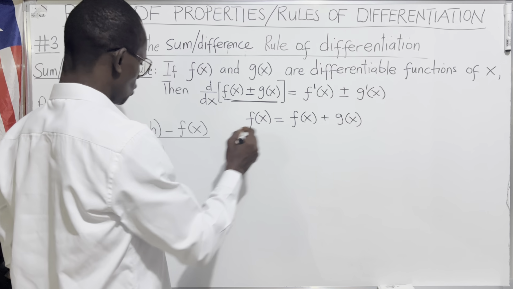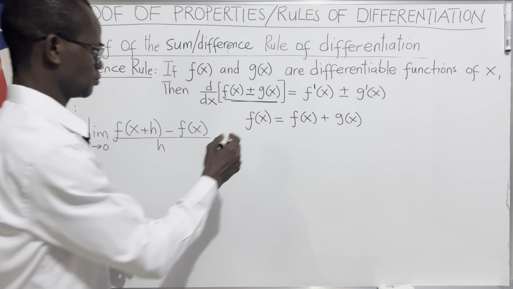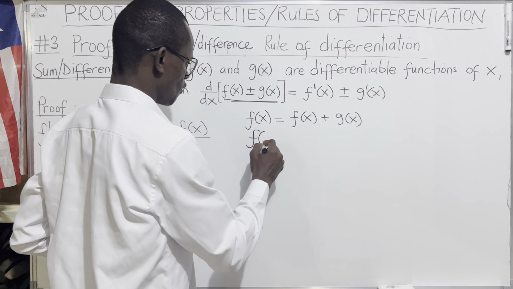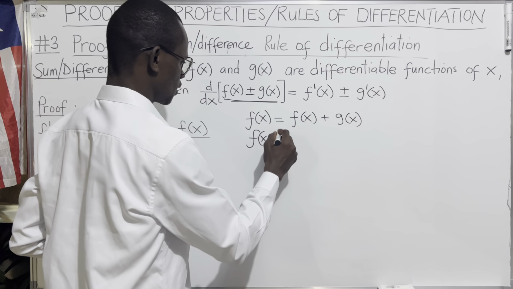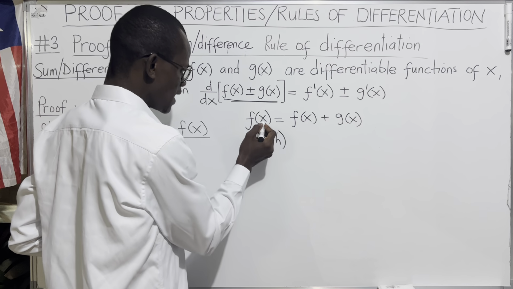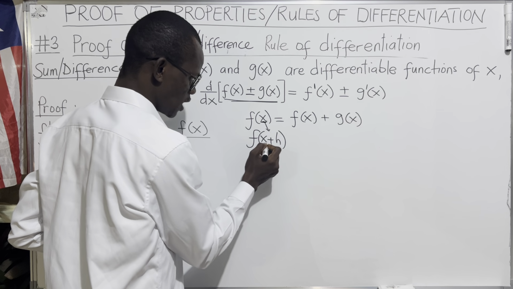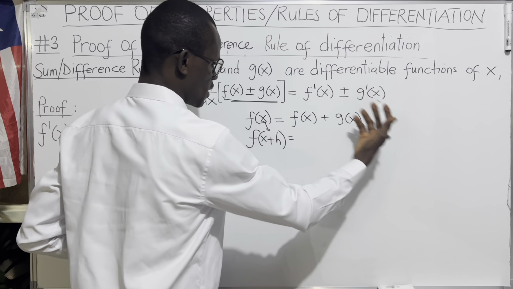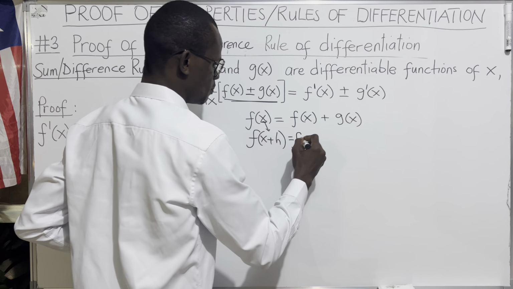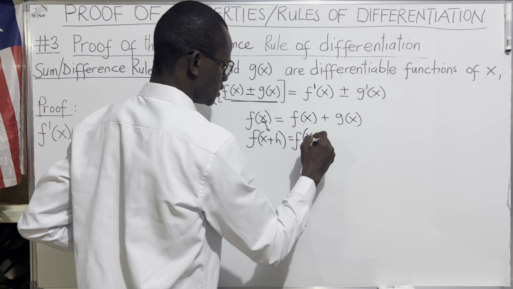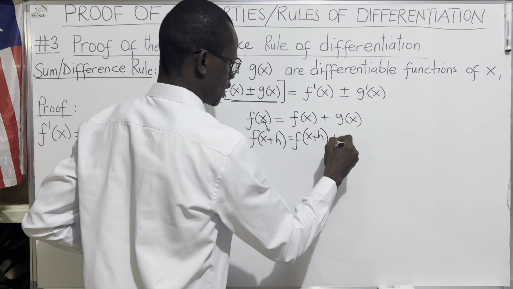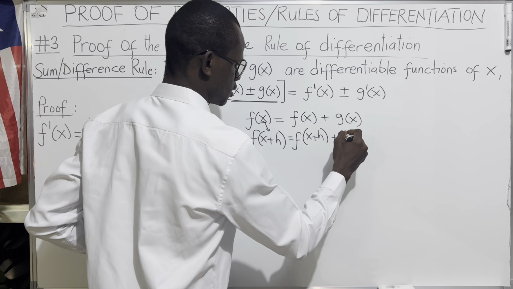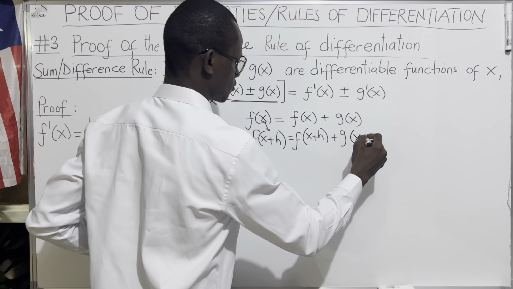The next thing we need to know is our f of x plus h. So we can derive our f of x plus h, thereby replacing this x in here with x plus h. So on the right hand side, we do the same. We replace this x with x plus h, and we replace this x with x plus h.